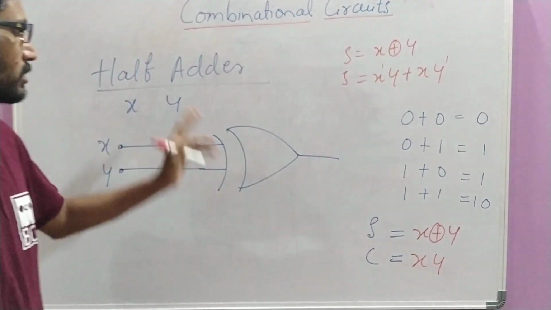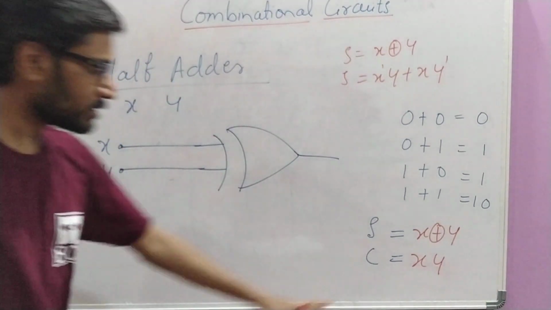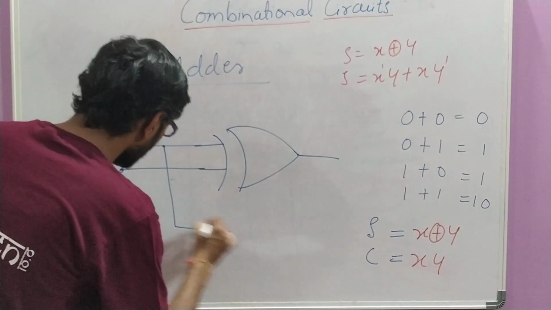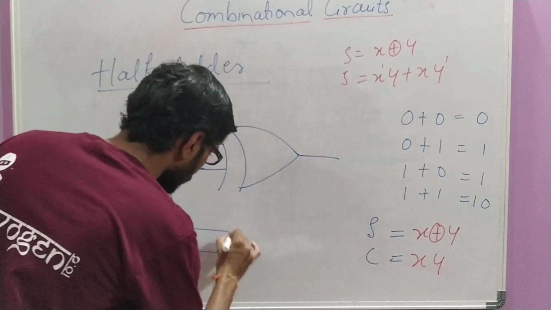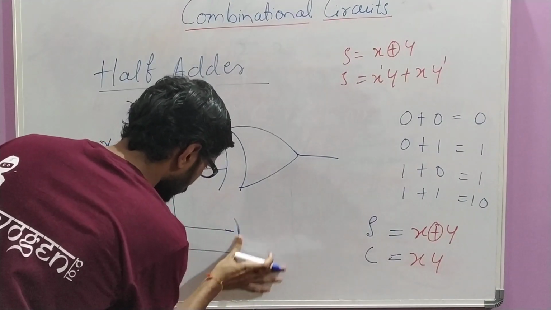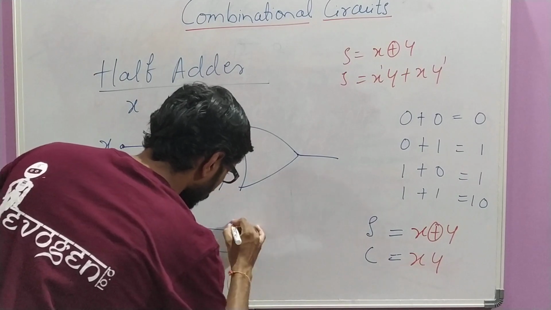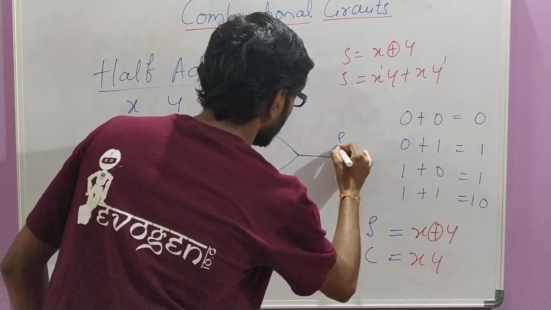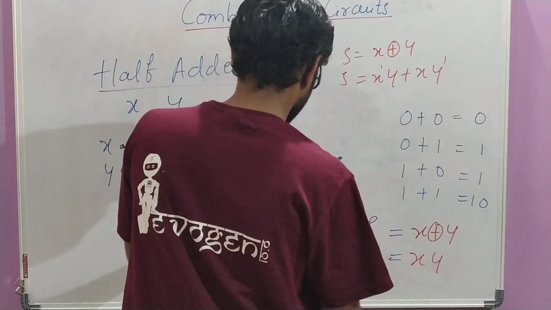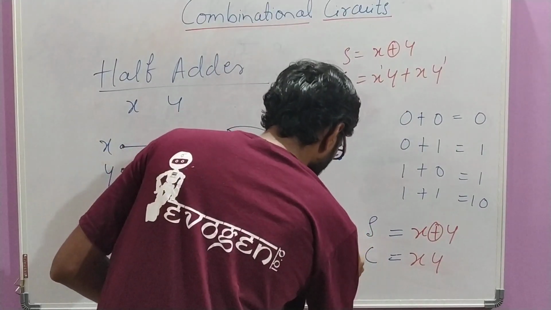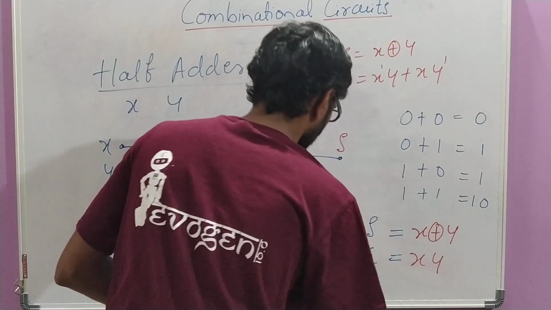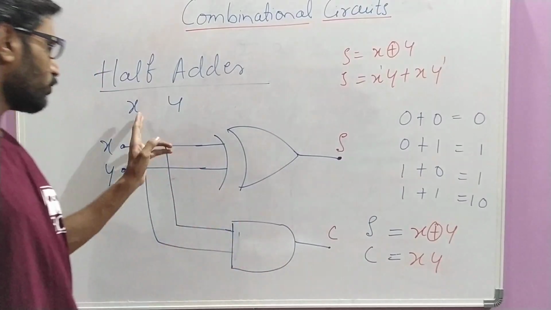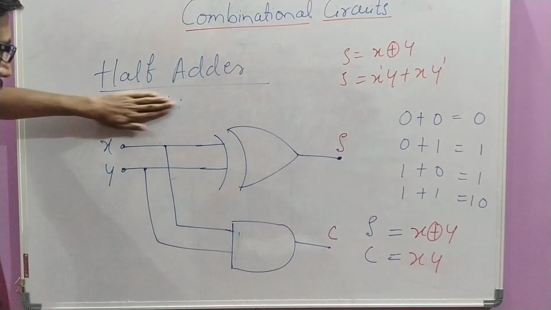And for the carry I need xy. This x and y is available here, so I can take this x and this y, and this represents the sum as the output, and this represents the carry. So for carry I have x y as the AND gate, and for the sum I have x y as the input.